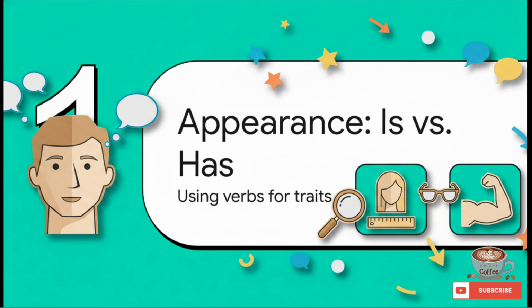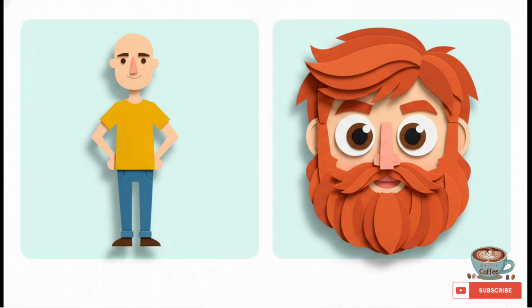Appearance, is versus has. Okay, let's tackle a huge grammar hurdle right out of the gate. Knowing exactly when to use is versus has. This is absolutely foundational for beginners, and honestly, getting it right instantly makes you sound so much more fluent. The core thing to remember is the difference between a state of being and possession. We use is for the overall condition of a person. So you'd say he is young, she is tall, or he is bald. You're describing what they are.